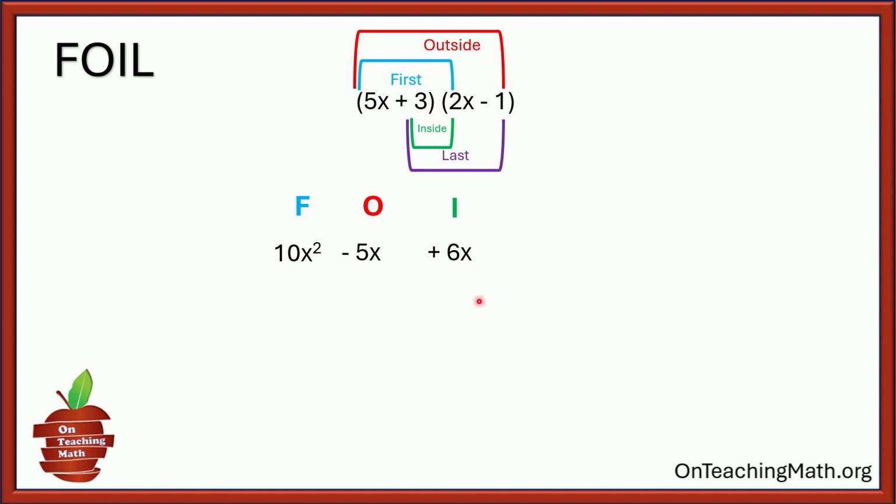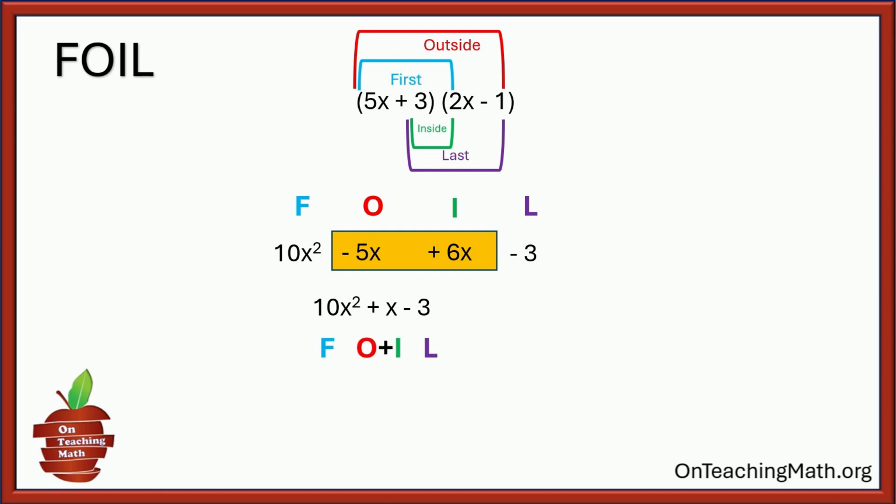And of course, the last two make 3 times negative 1, which is negative 3. Can combine like terms right there in the middle. Negative 5 plus 6 is a positive 1. Boom, it's right there. Now, if you're really good at it, you do first, outside plus inside, and you write it down, and last. But if you're not ready for this part right here and you need to do this one, hey, that's cool. You're on your path anyway.